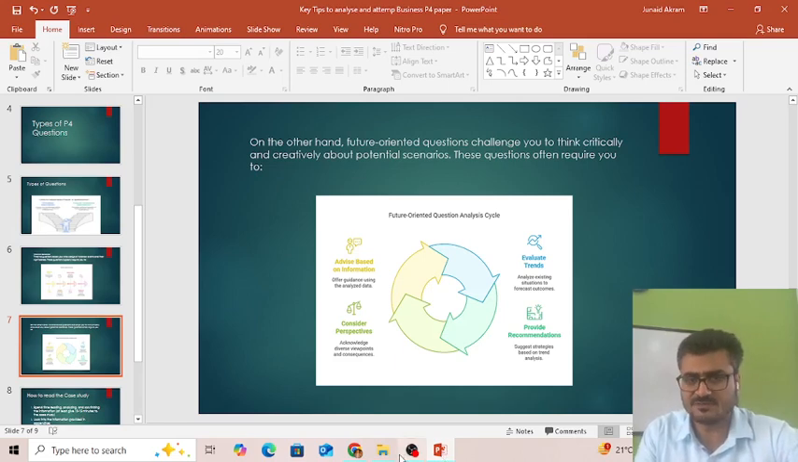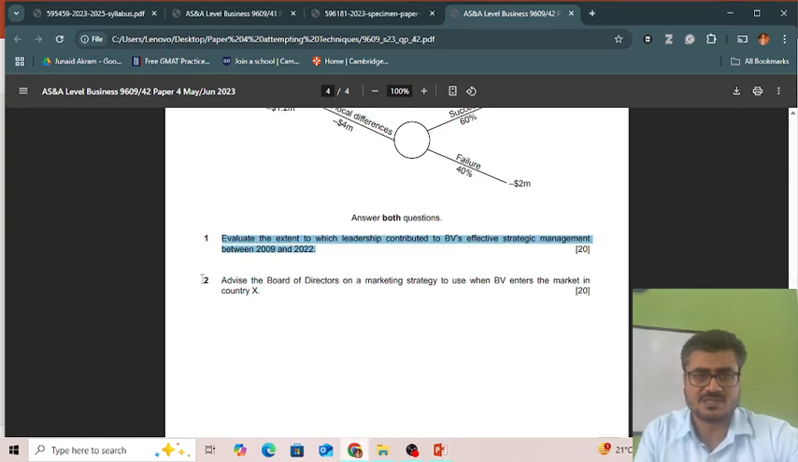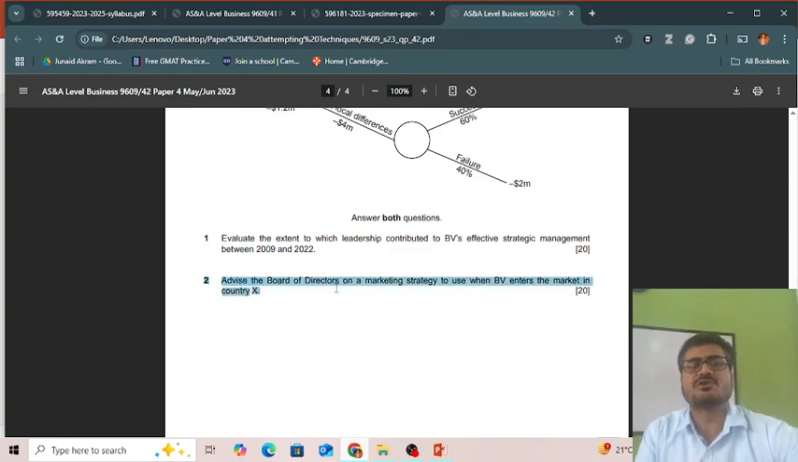Let me give you some examples to help you clarify the questions. Here we can see the second question is based on advise the board of directors. In this particular situation, you are supposed to be a business consultant that can advise the business how they can form an effective marketing strategy, what are the elements of effective marketing strategy, what are the key areas on which you can consider, how you can conduct market research, what are the marketing objectives, and how you can make an effective marketing strategy based on 4Ps and all these things.